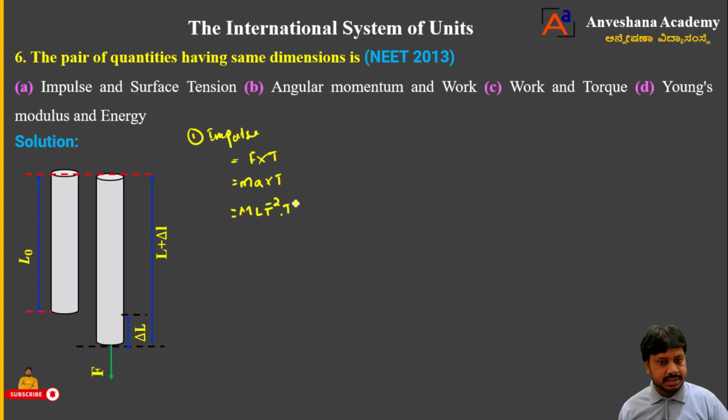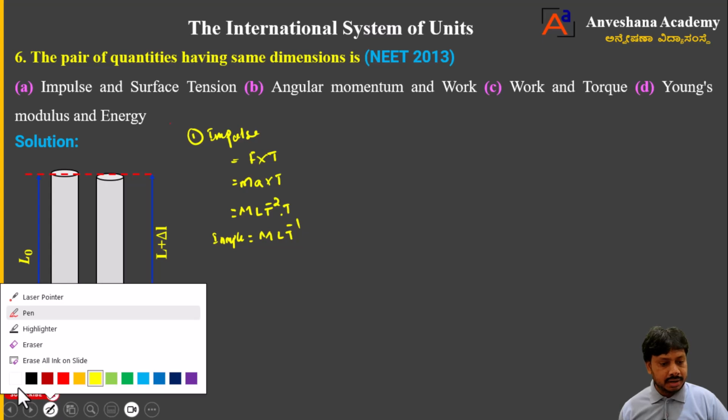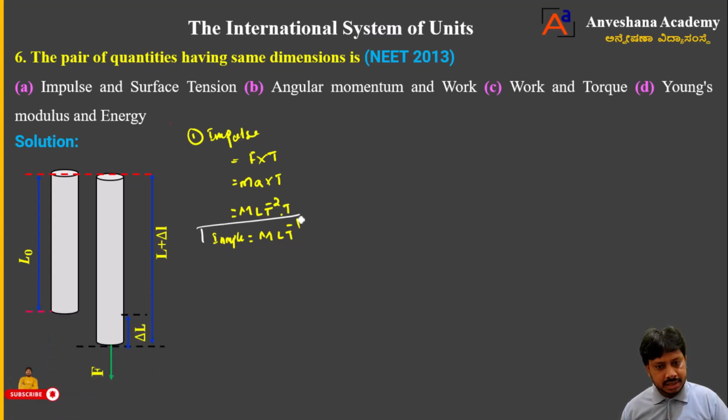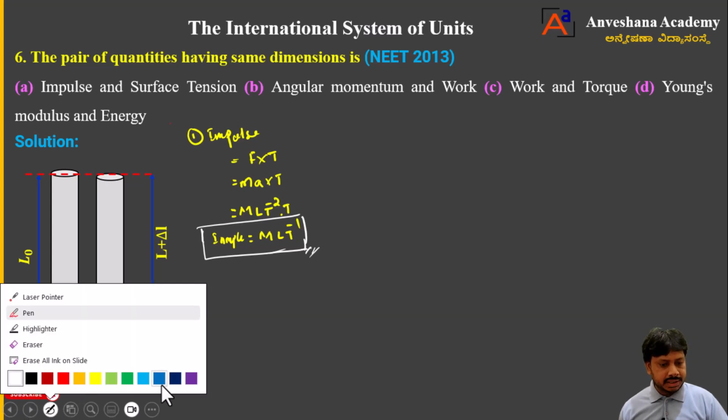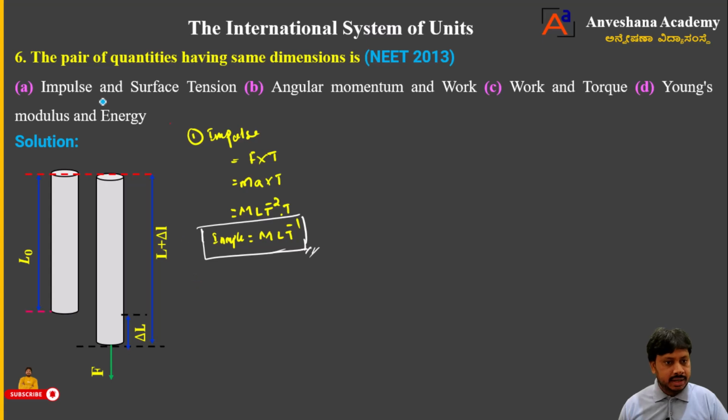If nothing is written, that means the power is 1 actually. So add the powers of these two: minus 2 plus 1. Therefore the dimensions for impulse are M L T to the power of minus 1, dear students. Because I need to identify the two quantities having the same dimensions, step by step I will obtain the dimensions for each quantity, then only I can identify. Okay, fine. First, impulse is done.